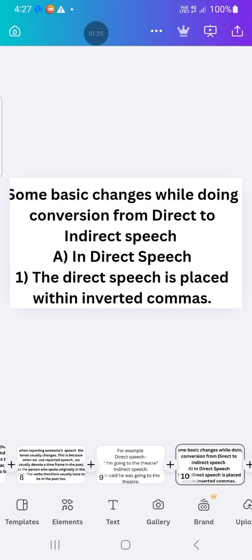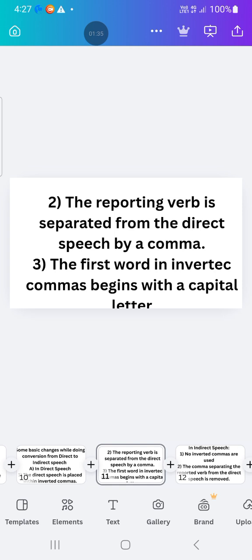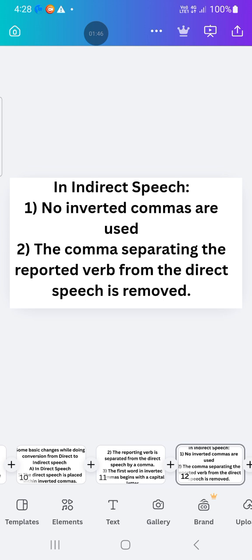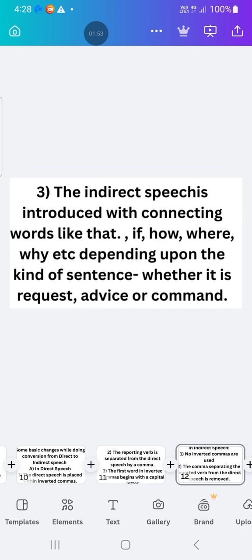Some basic changes while doing conversion from direct to indirect speech. First, in direct speech, the speech is placed within inverted commas. The reporting verb is separated from the direct speech by a comma. The first word in inverted commas begins with a capital letter. In indirect speech, no inverted commas are used. The comma separating the reporting verb from the speech is removed.